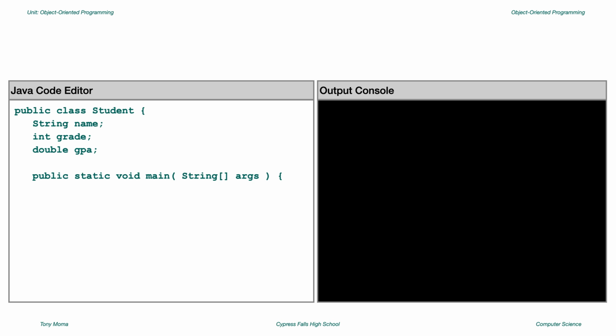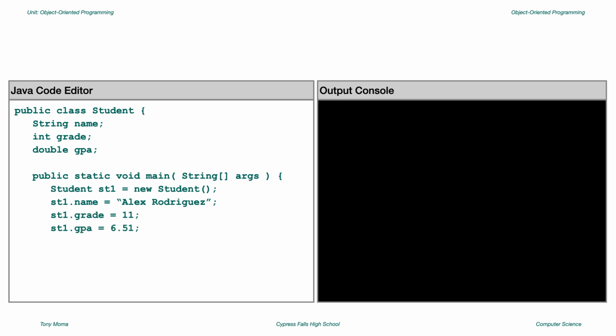Then in the next line, we're going to create a student object named st1. Once again, I did that by first writing out the data type, which is Student, then the name of that object, st1, followed by the new operator, and then once again, the name of the data type, Student, and a pair of parentheses. Now I'm going to change the name. I'm going to say st1.name equals Alex Rodriguez. I'm going to say st1.grade equals 11. And st1.gpa equals 6.51.